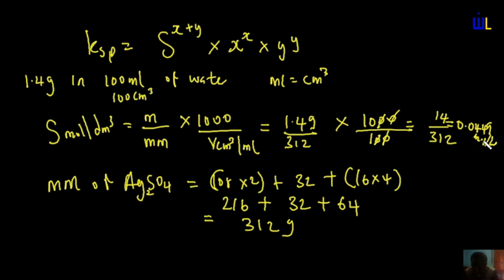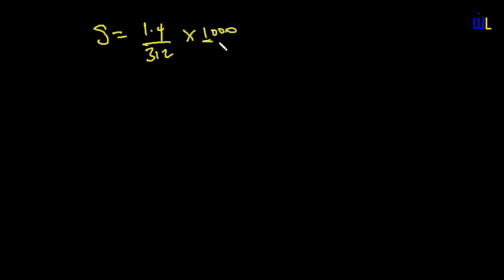But that's not all. We're not asked to find the solubility, we're asked to find the solubility product. So let me just rewrite this. Solubility is equal to 1.4 divided by 312 multiplied by 1000 all over 100, and what we got is 0.0449 mole per dm cube.